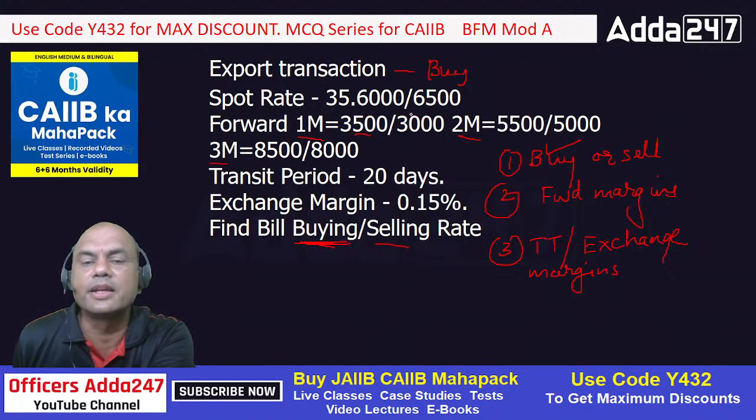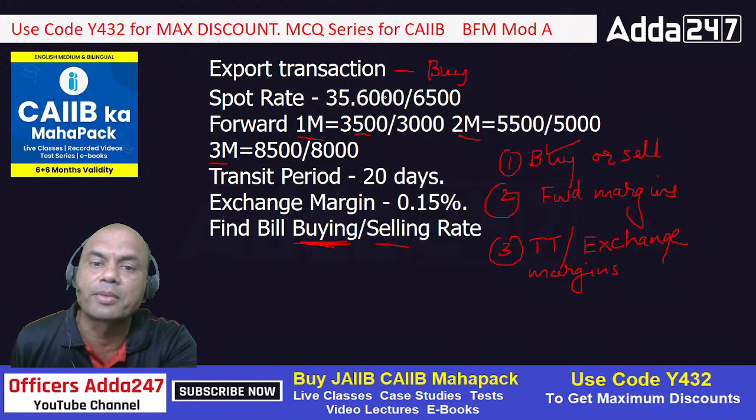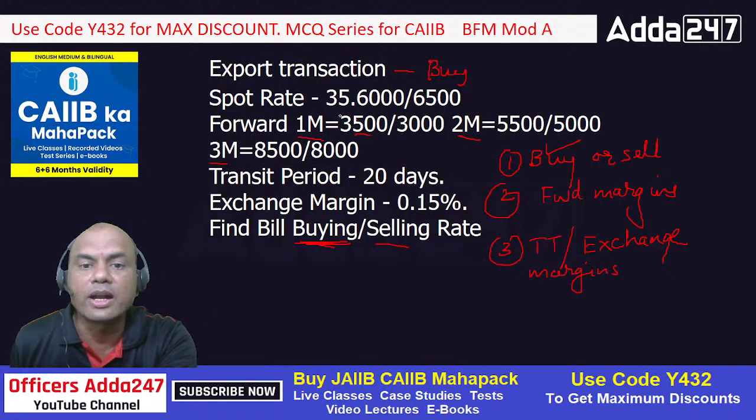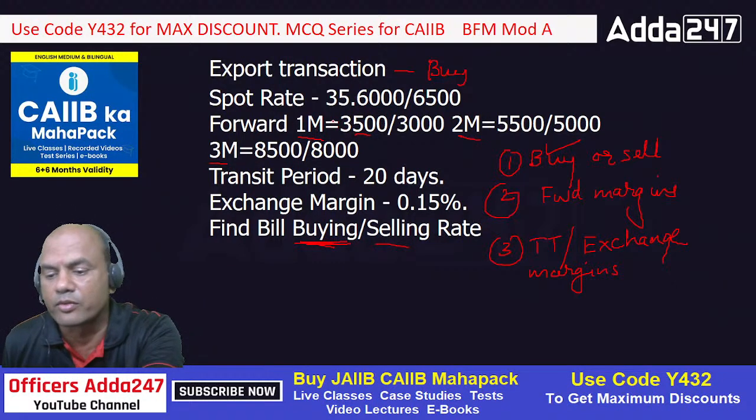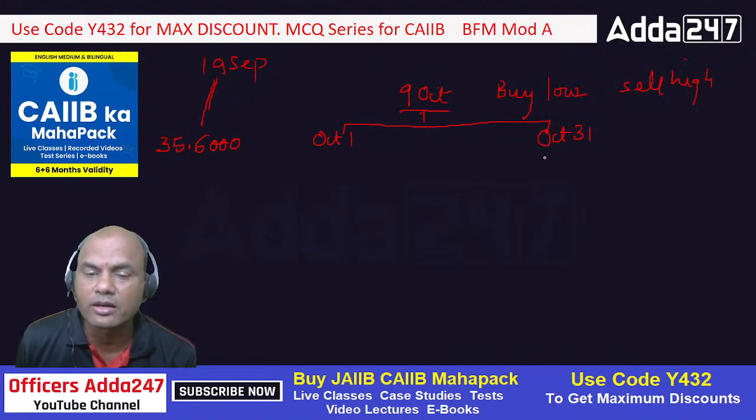Okay, so now I am having two rates: October 1, 35.6, and October 31, 35.25. So which rate will I apply? I'll apply this rate. Why? Because I am buying. It's an export transaction. So now I've got this. My second step, the forward margin, is over. This is done.